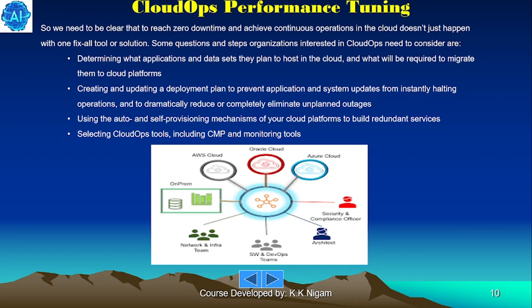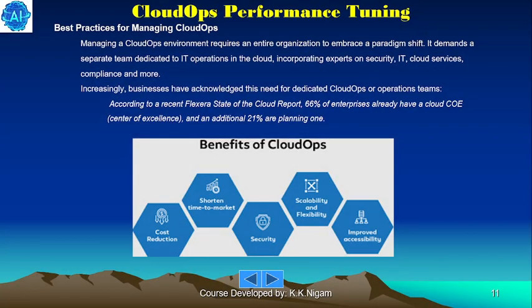Using the auto and self-provisioning mechanisms of your cloud platforms to build redundant services. Selecting CloudOps tools, including CMP and monitoring tools. Best practices for managing CloudOps.